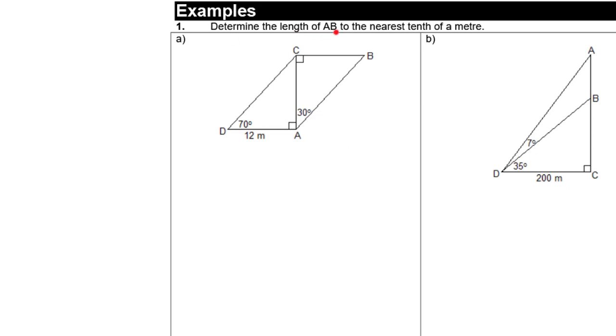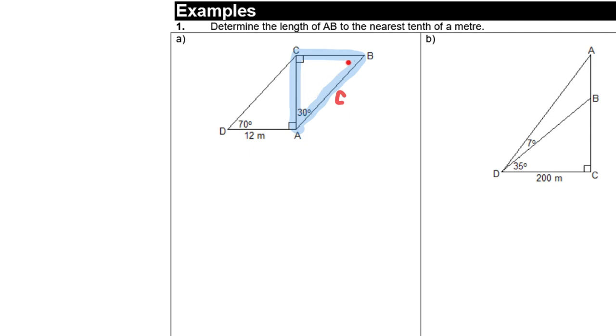Determine the length of AB to the nearest tenth of a meter. So the length of AB, well, that's the line from point A to point B. It's this line right here. And because it's across from angle C, I'm going to label it as c. Now, if you look at this triangle that I'm highlighting, we don't really have enough information in that triangle to calculate the length of c. All we know in this triangle is two angles. We know there's a 90-degree angle and a 30-degree angle.